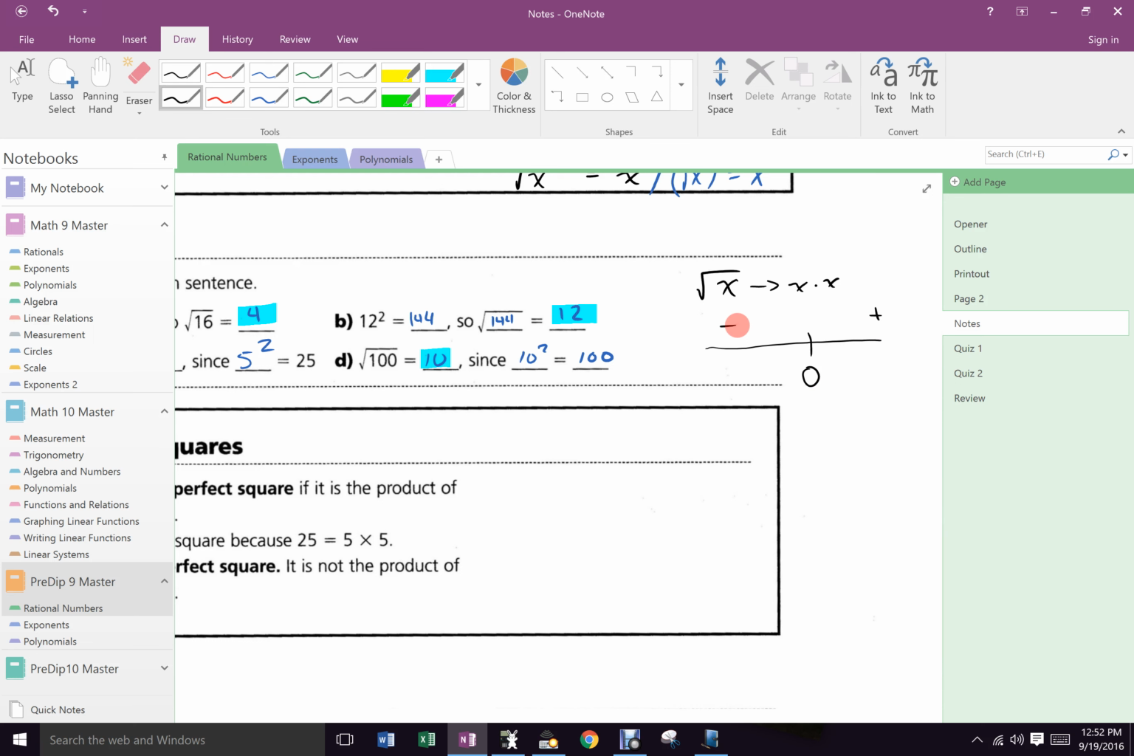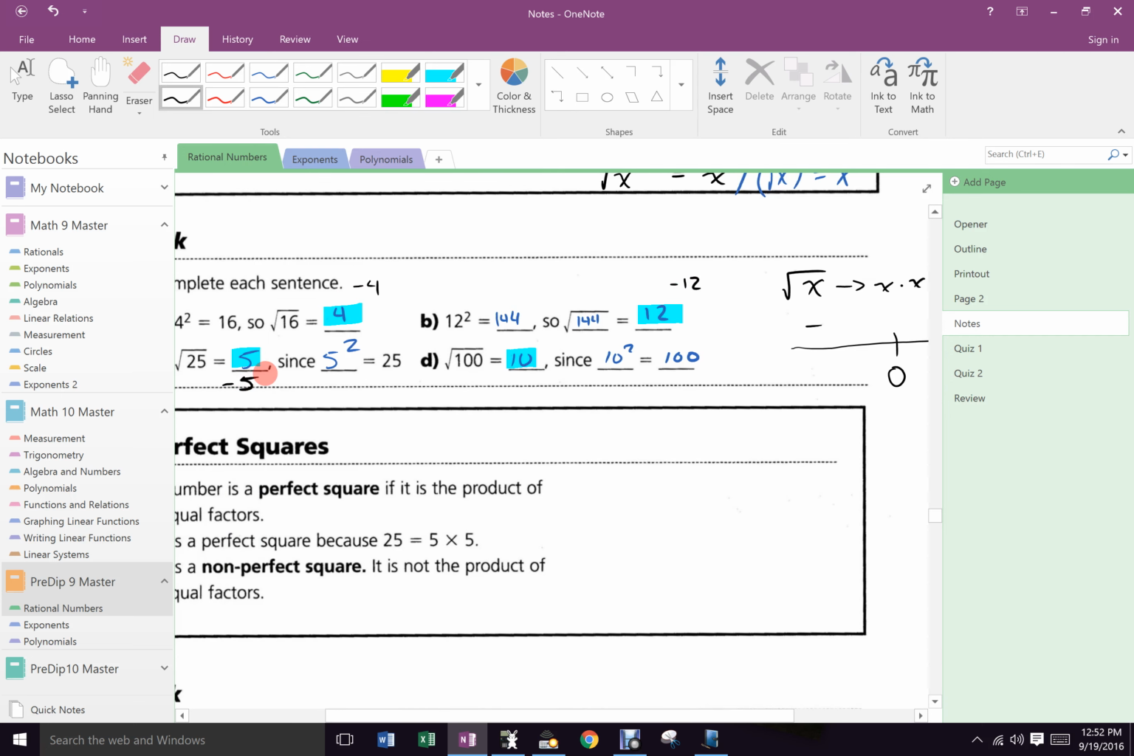Negative is the opposite of the number. Negative 5, negative 10, negative 4, like that. Isn't this also negative 4? Yeah. Isn't this also negative 12? Yeah. Isn't this also negative 5? Yeah. And isn't this also negative 10? Yeah. Because is negative 10 times negative 10 100? Yes. So how many square roots does 100 really have? Two. Okay.